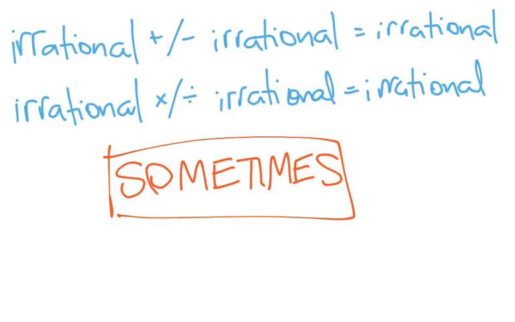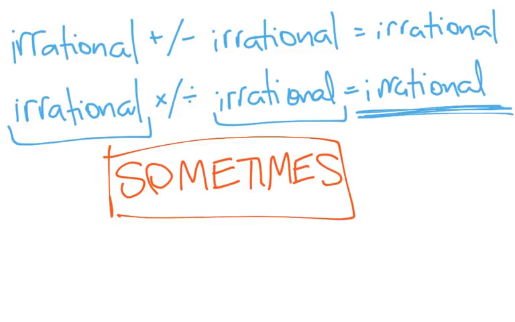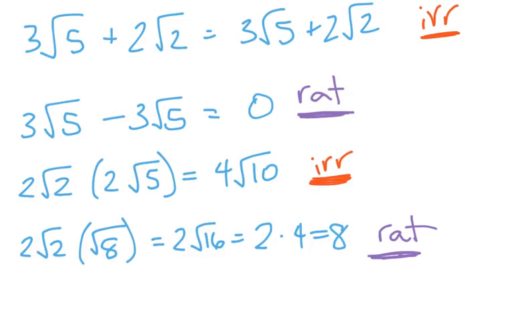It's a little different for irrational numbers. An irrational number plus or minus an irrational number will usually equal an irrational number, but not always. And an irrational times or divided by an irrational number will not always equal an irrational number. When you are performing operations with irrational numbers, you have to think about the outcome before you can figure out if the outcome will be irrational or rational.